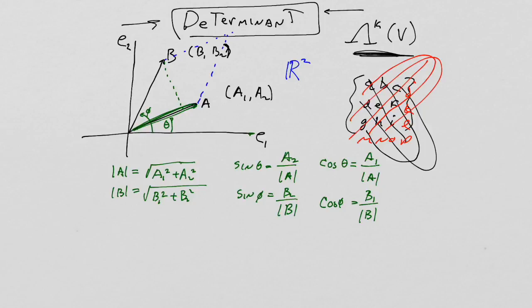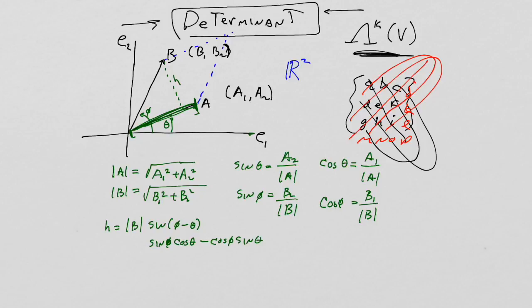And so what is this area? Well, this area is this distance here that I've mentioned before, multiplied by this height. Well, that height is going to be the magnitude of B times the sine of phi minus theta, right? So this height, I'll call it h. So h equals the magnitude of B times the sine of phi minus theta. And the sine of phi minus theta is the sine of phi times the cosine of theta minus the cosine of phi times the sine of theta, right?